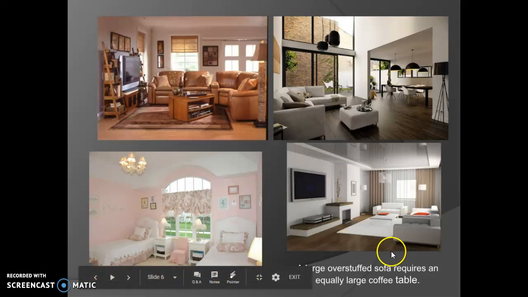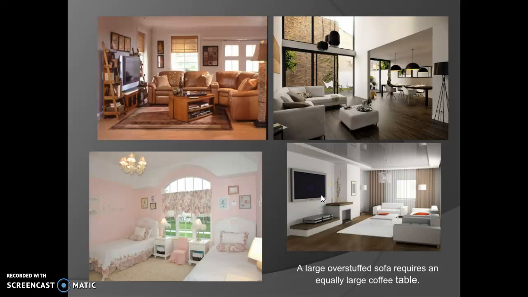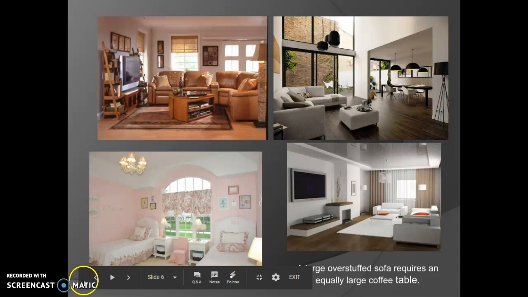And in this space, again, a pretty large space, you have larger scale furniture, larger scale television in this area to make it seem appropriate. Again, if you would have had a tiny TV up here on the wall, it would look weird. If you had a tiny rug in the middle of this room, it would appear weird. So there is the principle of scale.